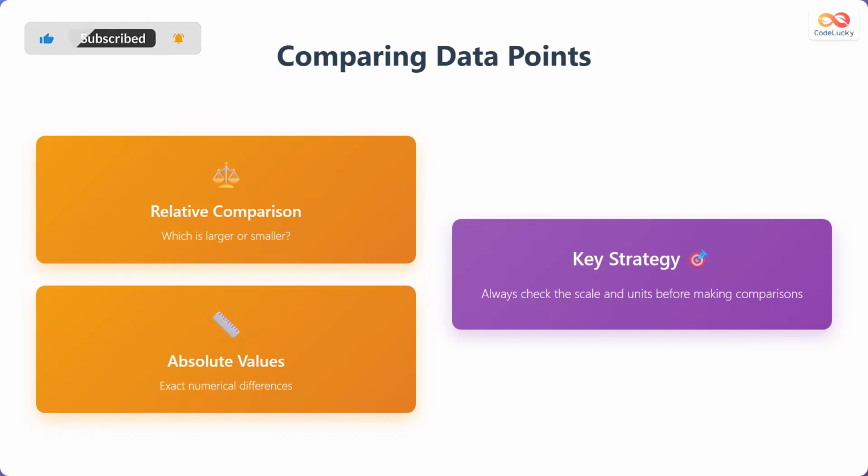Comparing data points is a fundamental aspect of graph reading. There are different comparison techniques, for example, relative comparison, which allows you to determine if one value is larger or smaller than another. Also, absolute values allow for the calculation of exact numerical differences between data points. Always check the scale and units used in the graph before making any comparisons.